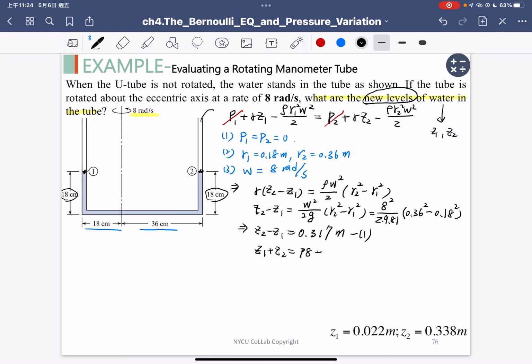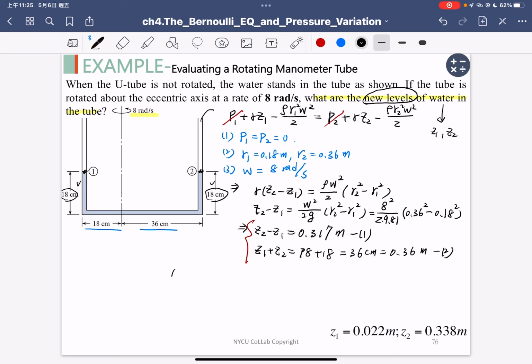18 plus 18, right? Because the height in here will keep the same. The sum of the two tubes' heights will keep the same if the liquid didn't flow out. So the other equation is equal to 36 centimeters, which is 0.36 meter. Okay, so this is our equation 2. So we have two equations, and we can find the answer individually for Z1 and Z2.